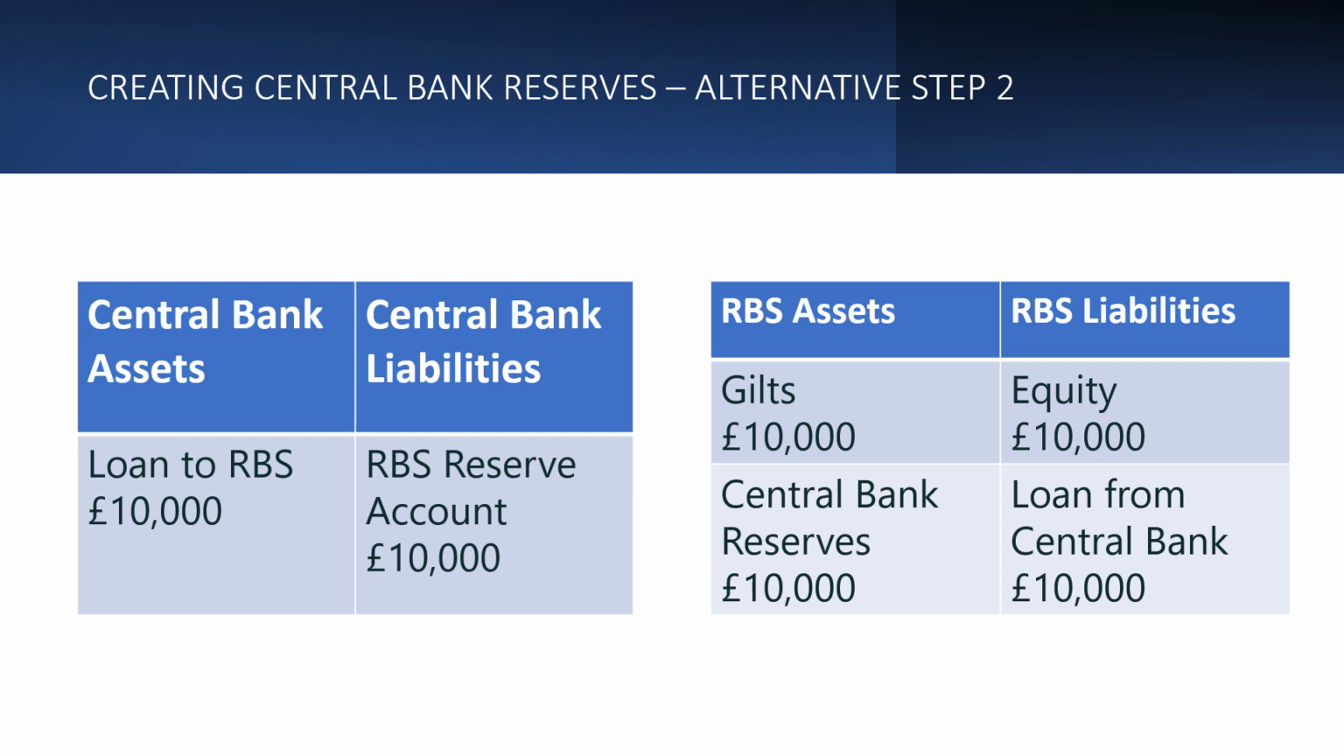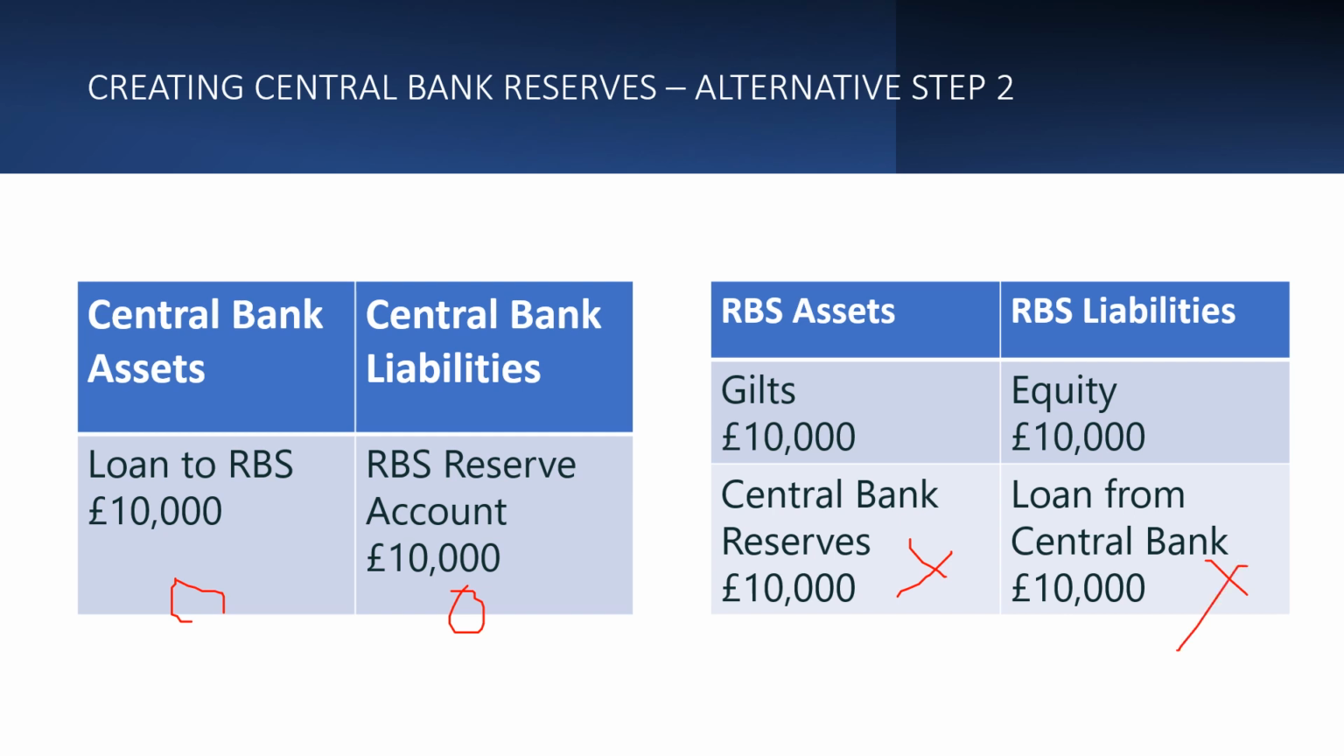So we said in the previous slide that the RBS needs liquid reserves, and we said one way for RBS to get the reserves would be to convert the gilts into reserves, i.e. liquid cash. However, there is another way. The RBS could borrow from the central bank, and the mechanics would be as follows. Recall that the central bank had 0 assets and 0 liabilities, and in the previous slide we did not have these 2 entries as well.